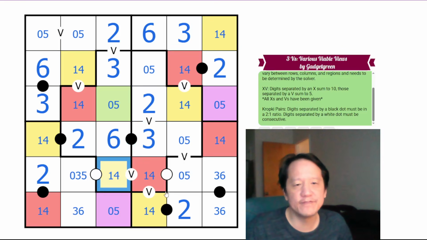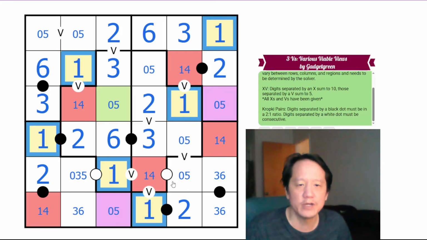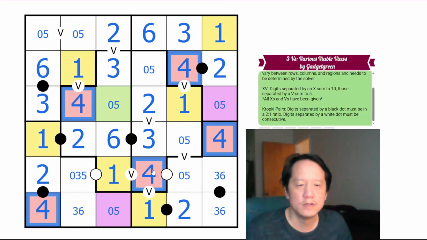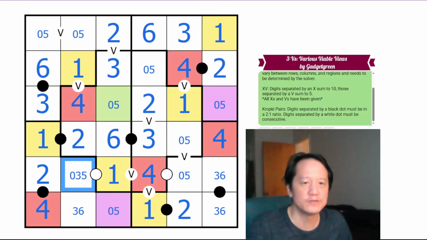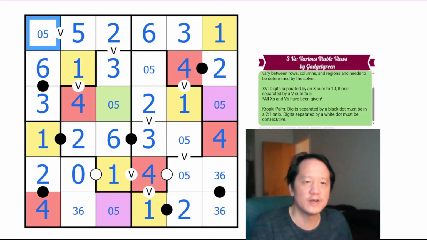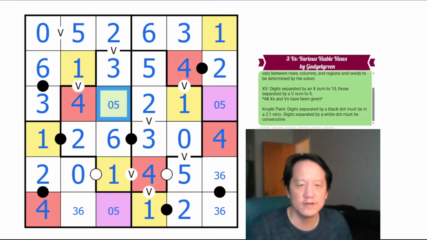This cannot be 4 because 6 and 4 would have to add up to 10 and there's no X's around. So all the yellows are 1 and all the reds are 4. Well, 1's only consecutive with 0 out of 0 through 5. So this is 0, which makes this 5, which makes that 0. 4 is consecutive with 5, so that's 5 and 0, which means this can't be 0 because 0 in the region, so that's 5.